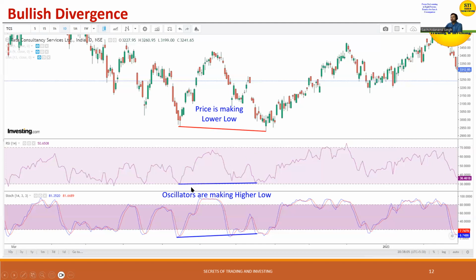There is something wrong, and how to identify something wrong? Stochastic and RSI value is one of the ways to identify the market manipulation situation. Right? Any question about bullish divergence?